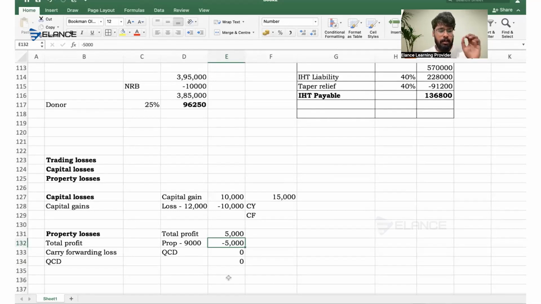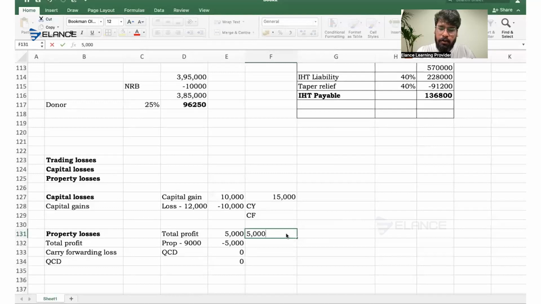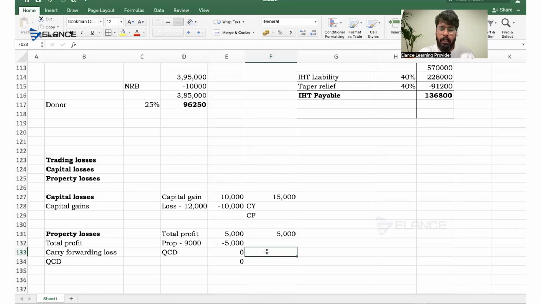Okay, and still an unrelieved loss of 4,000 is there. This 4,000 loss we can carry forward to the future. So in the very next period, there's a total profit of 5,000, and there was a QCD of 1,500. So we can set off that remaining 4,000 carry forwarded loss from the total profit.